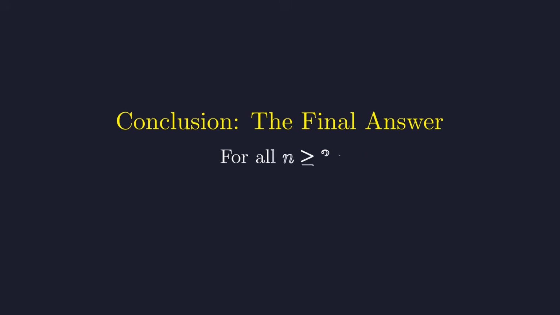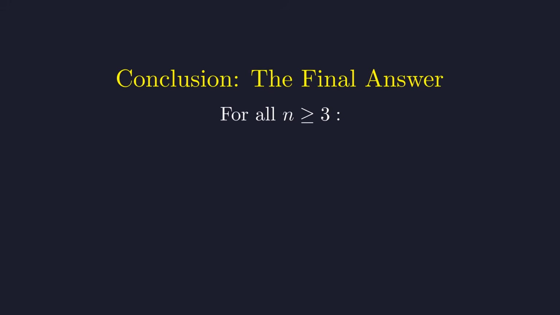We've built valid constructions for k equals 0, 1, and 3, and we've shown why all other values are impossible. Let's state the final result. For any n greater than or equal to 3, the set of possible values for k is always the same. The only possible values for k, the number of sunny lines, are 0, 1, and 3.